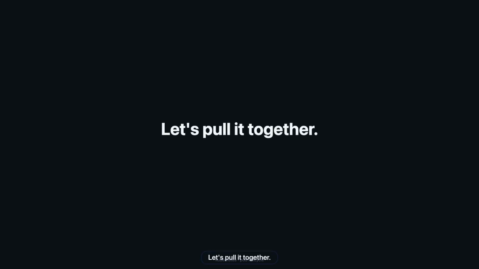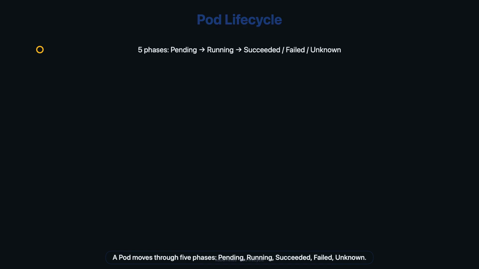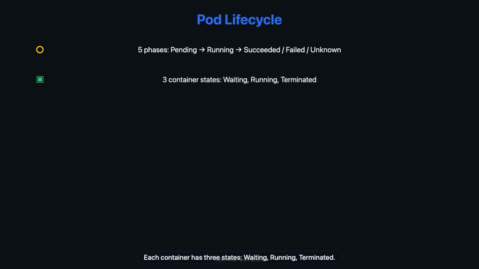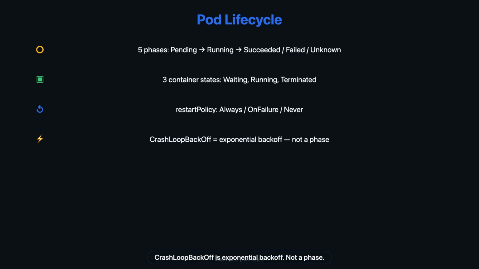Let's pull it together. A pod moves through 5 phases: Pending, Running, Succeeded, Failed, Unknown. Each container has 3 states: Waiting, Running, Terminated. The restart policy, Always, OnFailure, or Never, controls what happens after failure. CrashLoopBackOff is exponential backoff, not a phase. The Ready condition controls whether a pod receives traffic.